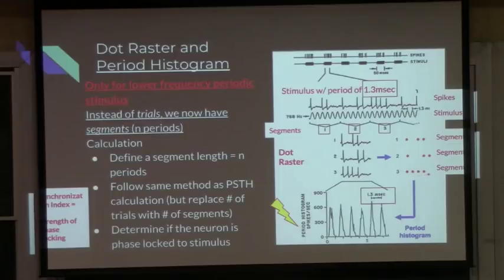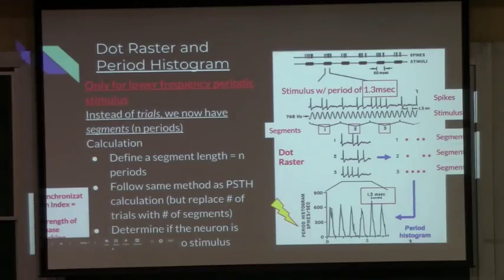And so what we do now is the same idea as a post-stimulus histogram. We look at the time points that are below that dot on the x-axis of that dot raster, and we make again a histogram wherein we've defined a segment length of n periods, let's say 6 periods. That allowed us to make our dot raster. Now we define a certain bin width, maybe 0.5 millisecond. For every 0.5 millisecond, we're still calculating firing rate, except now we're calculating firing rate across different segments and not across different trials. And that's how we develop our period histogram.